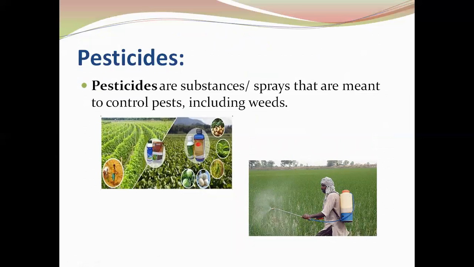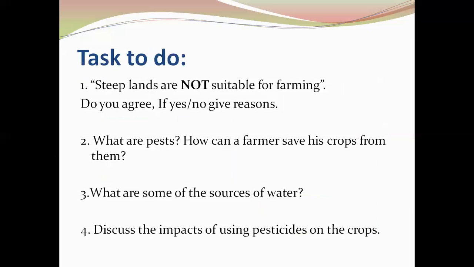What are pesticides, students? Pesticides are substances or sprays that are meant to control pests, including weeds. They are sprayed to fight or control pests, but we have to keep in mind that their overuse can cause damage to crops, humans, and animals. So pesticides should be used in a controlled manner.